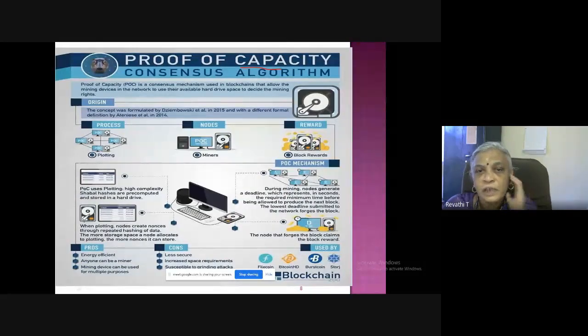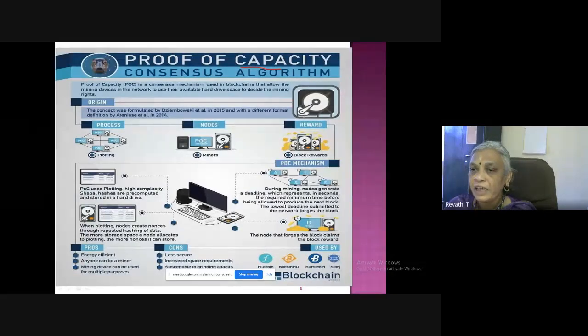Sorry for the interruption. So this proof of capacity, again, it's similar to POS. That's not POS. Here also we are taking some computational power, but we are not taking it directly from the CPU. Instead, we are taking the capacity available in the hard disk, right? So here it will use what's called plotting. Plot is nothing but high complexity hashes that are taken here.